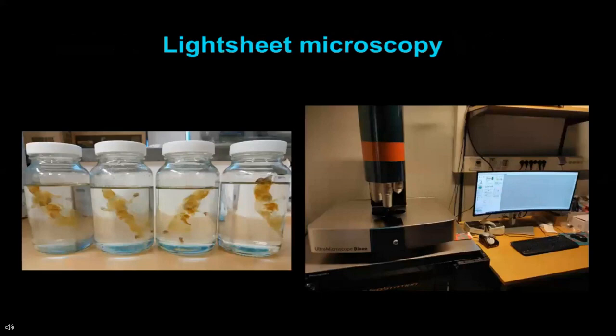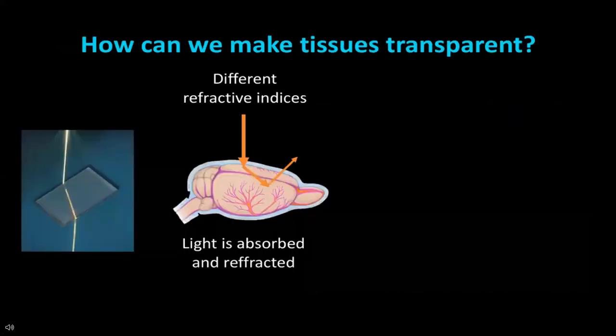So now to some of the light sheet studies that we did. We have some cleared mice and our ultramicroscope light sheet microscope. So how do we make tissues transparent? Or we can also ask, why are tissues not transparent?